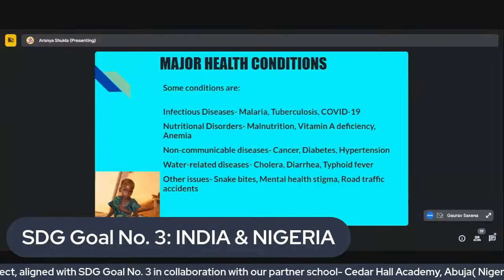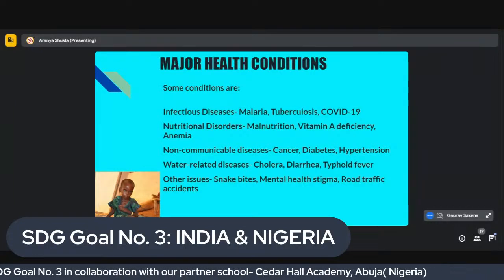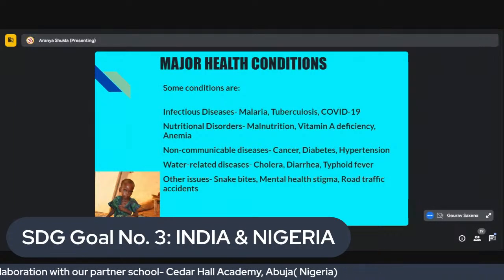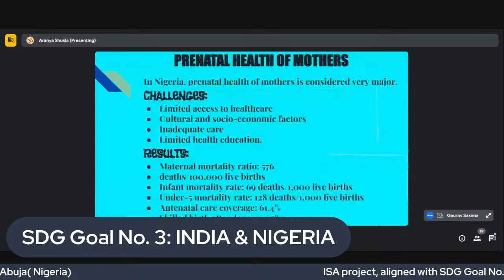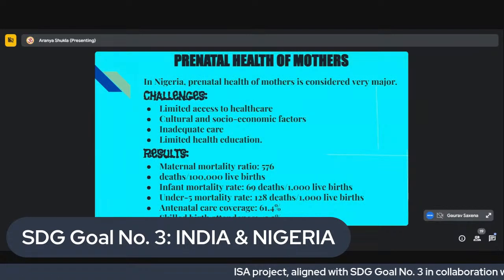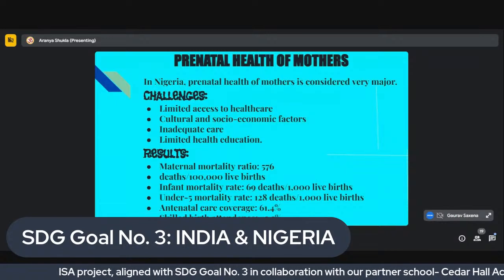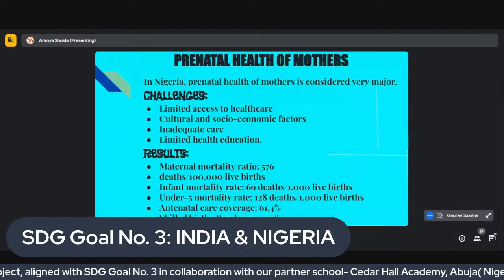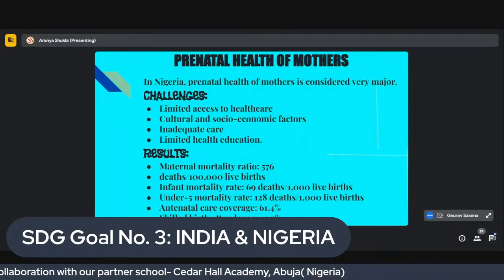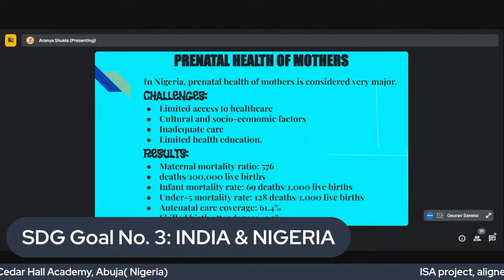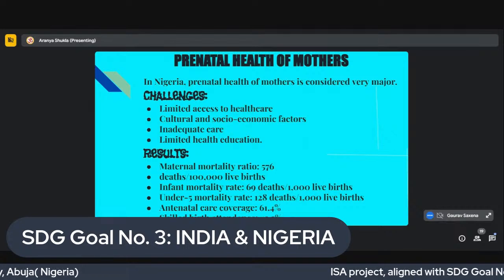Disorders are like malnutrition, vitamin A deficiency, anemia. There are also non-communicable diseases, water-related diseases, and other issues. Prenatal health of mothers. In Nigeria, prenatal health of mothers is considered very major. Challenges: limited access to healthcare, cultural and socio-economic factors, inadequate care, limited health education.